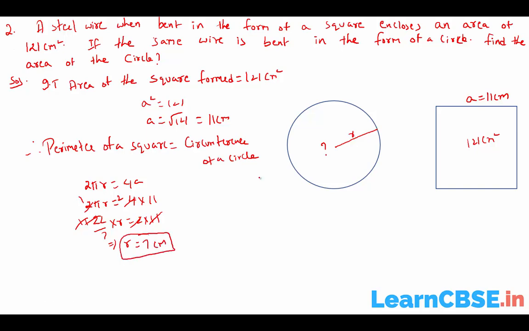Now you got the r, therefore area of circle, area of the circle equals to pi r square. That means 22 by 7 into r is 7 centimeters, 7 ones, 154 centimeters square. That was the area of the circle. Going for the third problem.